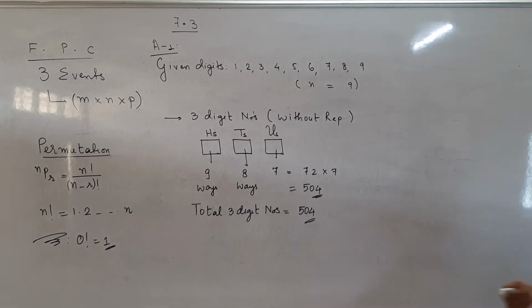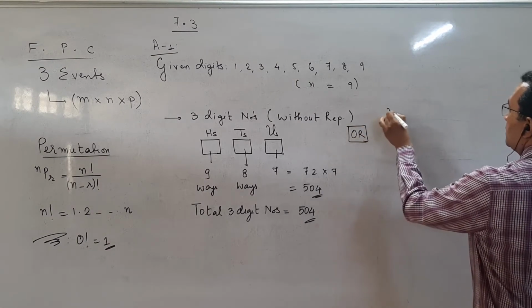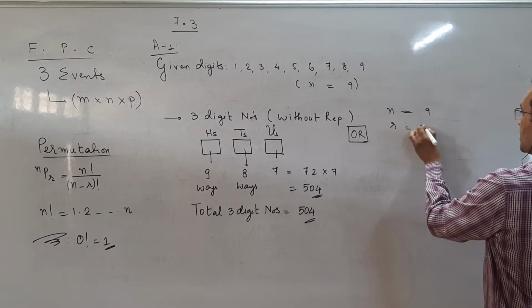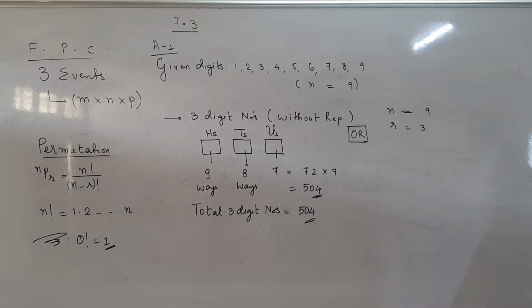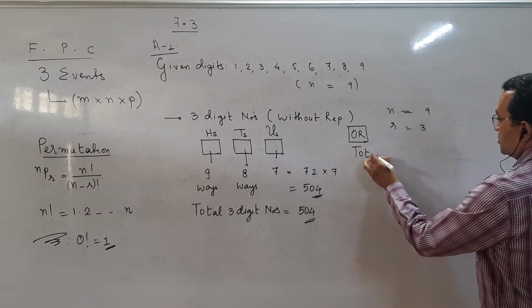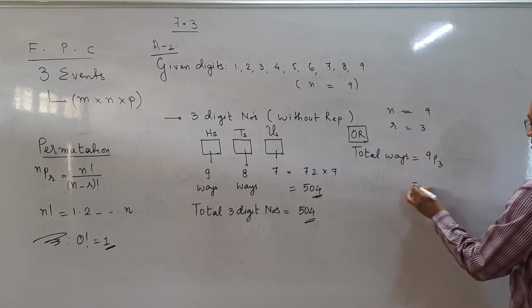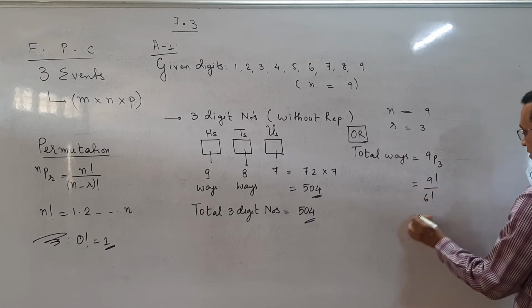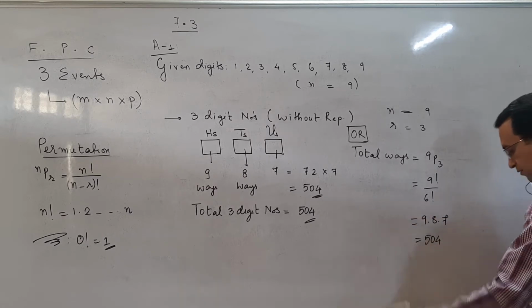Now what is the alternative way? Or, given are 9 digits, out of which I am arranging in 3. Given are n items, if I want to arrange in r items, it is nPr. Given are 9 digits, if I want to arrange in 3 digits, then the total permutations are 9P3, which is nothing but 9 factorial upon 6 factorial, so 9, 8, 7. This will also give us 504.